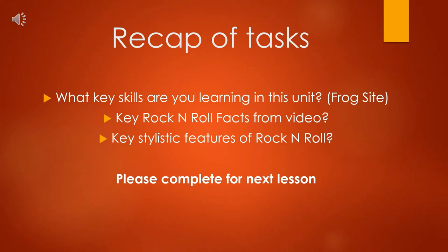I'm just going to recap over the key tasks. You will need to have looked at what skills you are learning within the unit, so remember that you need to go on the Frog site. I speak about that earlier on in the video and tell you the process that you need to go through in order to get onto there. You also need to come to the lesson prepared to talk about some of the key rock and roll facts that you will have learnt from the video and what some of the key stylistic features are of rock and roll dance. Please do bring that along to next lesson.